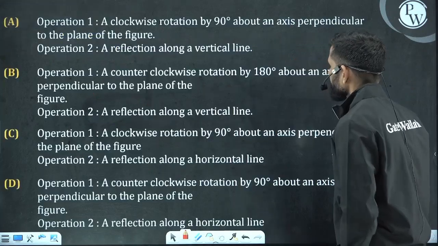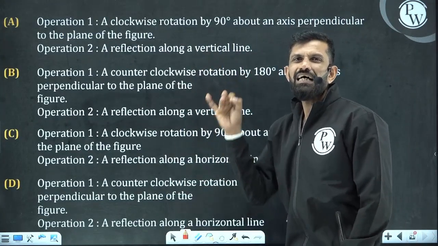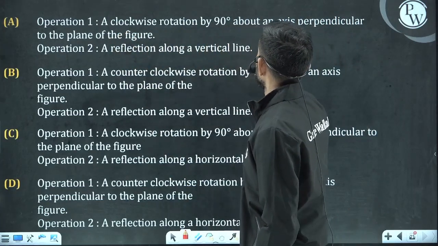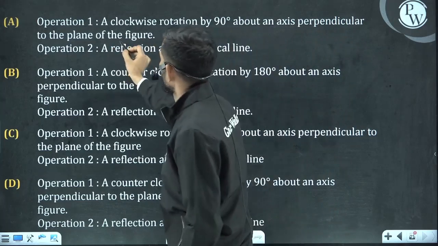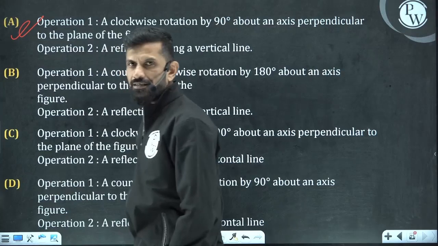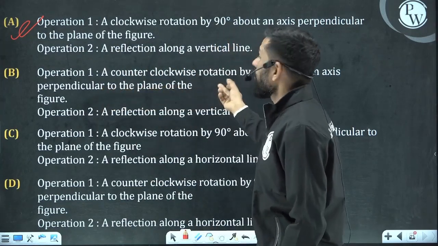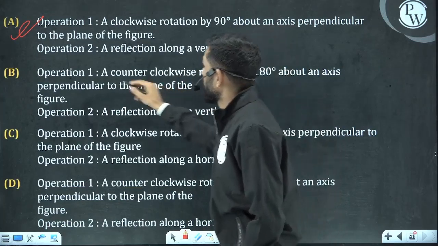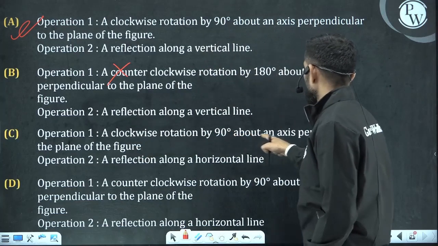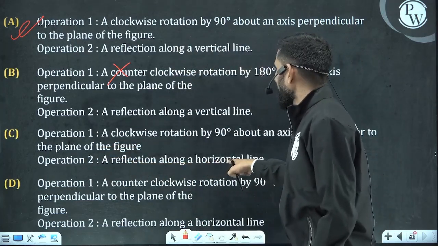So see this, which one will be there? First it is 90 degree clockwise, then a vertical image. If you see the first option, a clockwise rotation by 90 degrees about an axis perpendicular to the plane of the figure, then a reflection on the vertical. I think the first one itself is the correct answer. Let's compare the others as well. The other option is a counterclockwise, anti-clockwise 90 degrees. No, this is wrong. The first operation itself is wrong. Another option has a clockwise rotation by 90 degrees about the axis perpendicular to the plane of the figure, and then a reflection along the horizontal line.